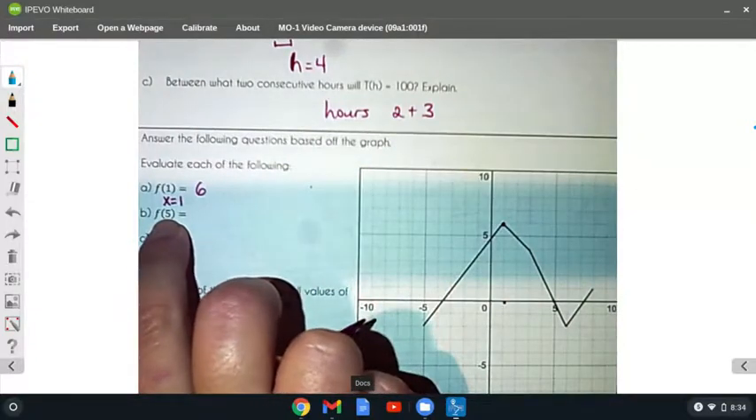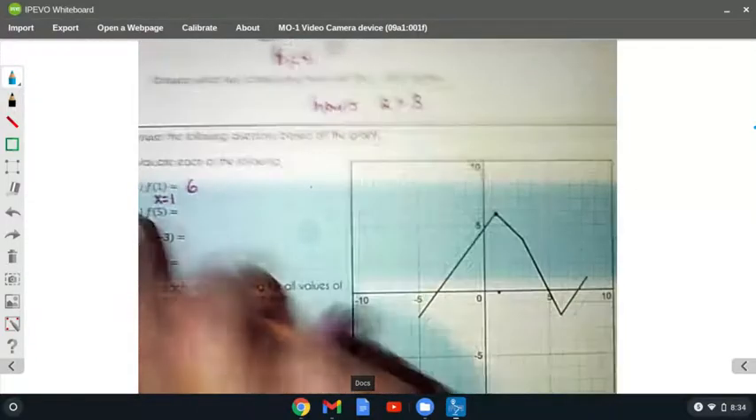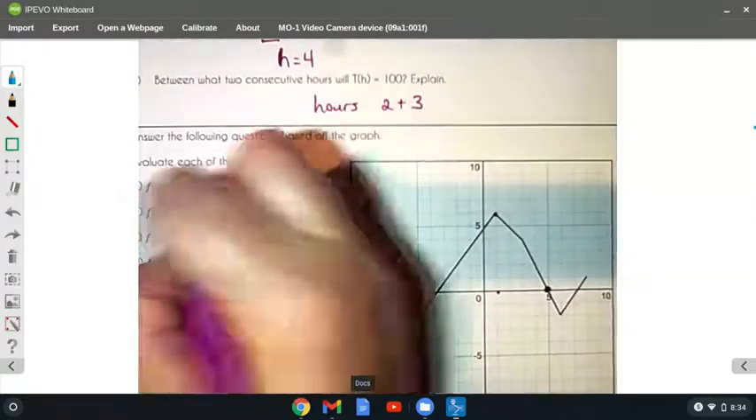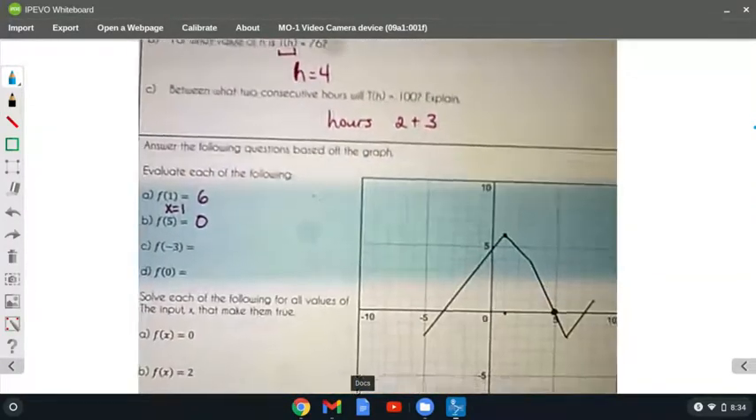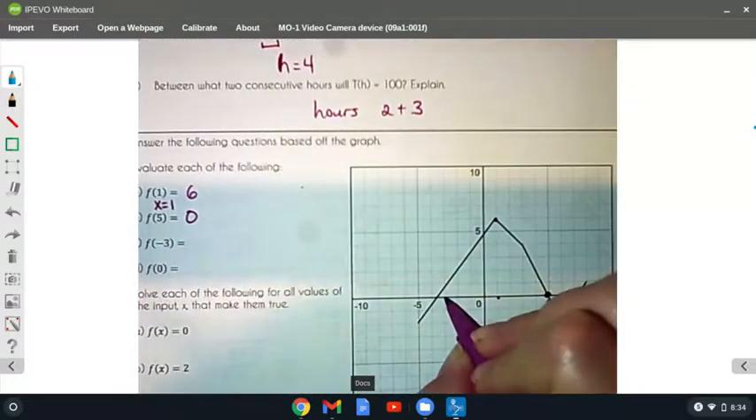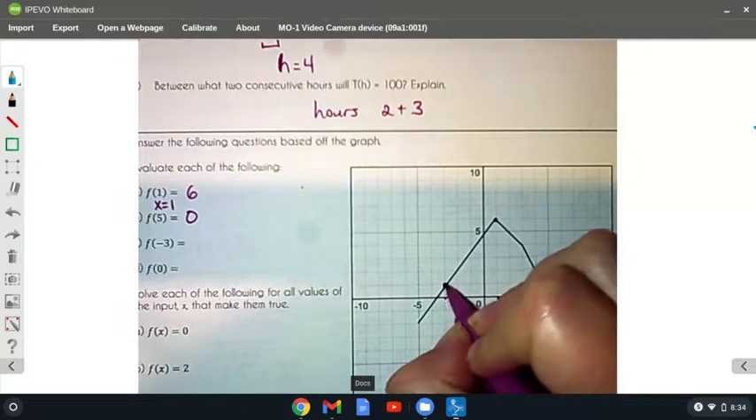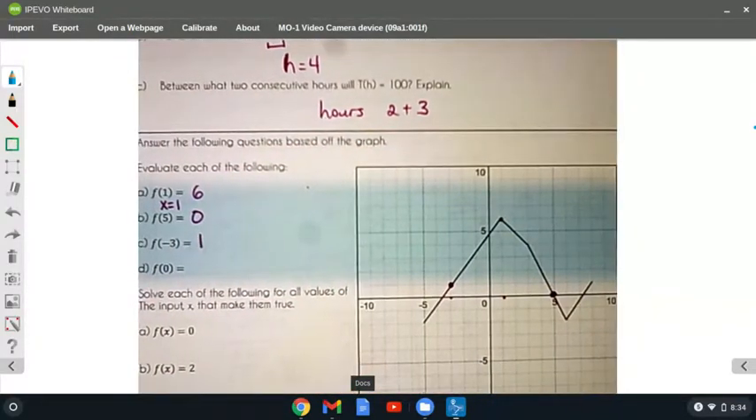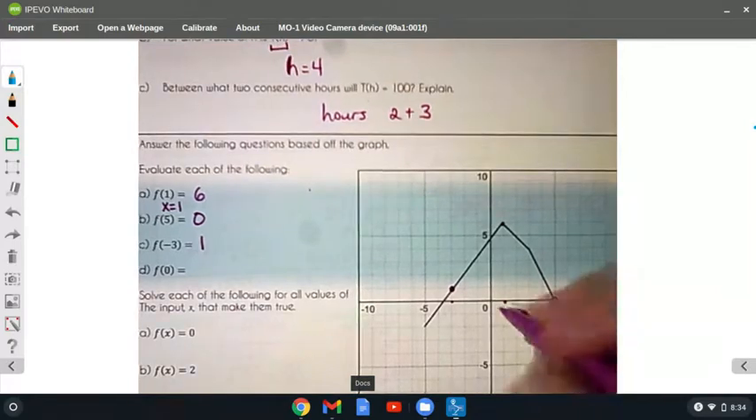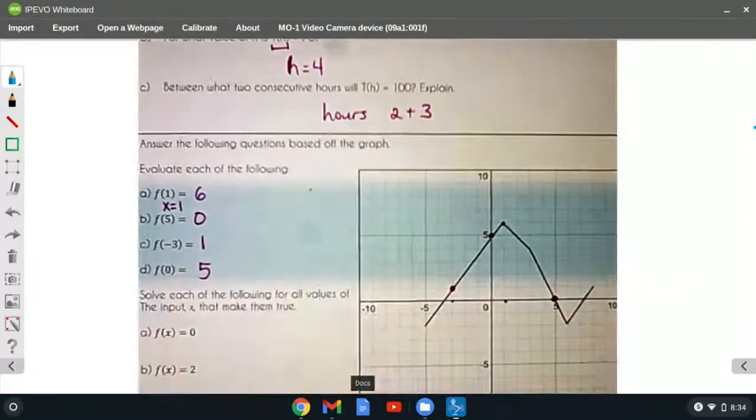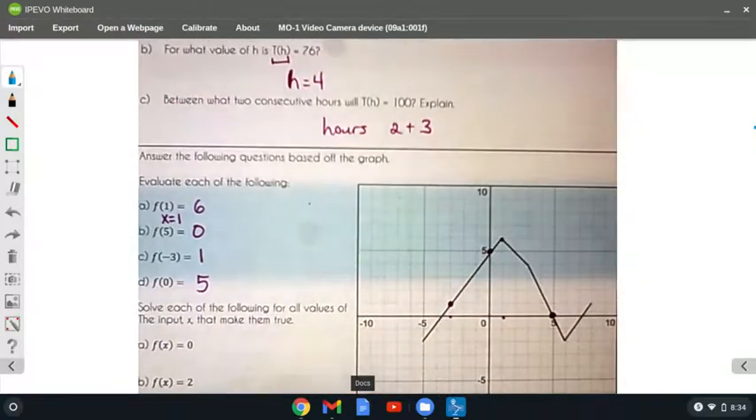Here they're giving us an input of 5. So that's an x value of 5. So I'm going to go to 5 on my x-axis, and I have a y value of 0. F of negative 3, they're giving us an x value of negative 3. So I'll go to negative 3 on my x-axis. My y value is at about 1. And then my f of 0. So when I have an x value of 0, my y value is at about a 5.